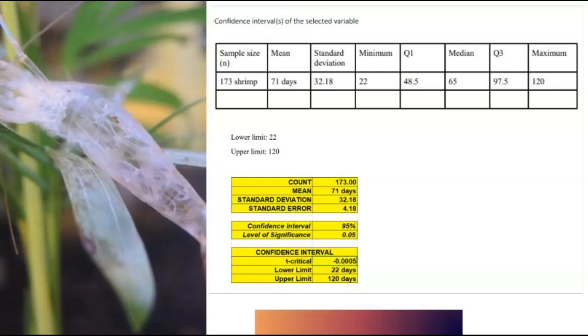My research question asked, what role does water temperature play in the molting process of shrimp? I looked at 3 stages of development at 3 different temperatures and looked for a total mean days to molt, so it's a single set of data. What I found was that I can state that the mean time to molt is 71 days.